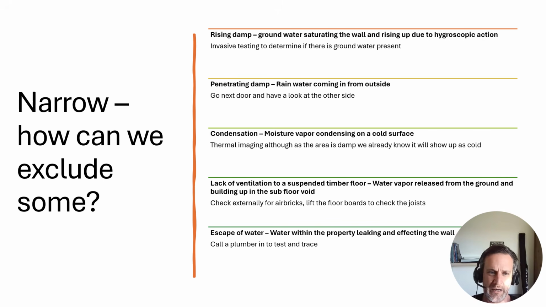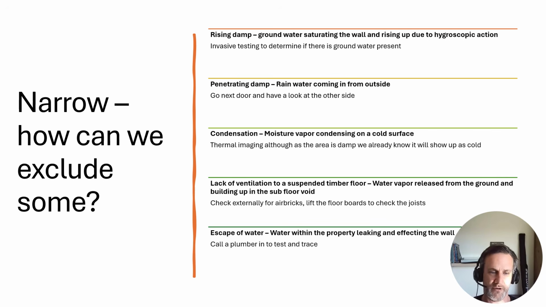Condensation, well, we could go for something like thermal imaging. I mean, that section of wall is probably going to be colder because of the damp anyway, so really it's not going to show us an awful lot of use doing that, but it's an option that's available relatively easily. Lack of ventilation, we'll check for air bricks and lift the floorboards to check the joists. We know the carpet's already been partly pulled back. Getting at those floorboards probably not going to be too tricky, so that's a reasonable little test to do.